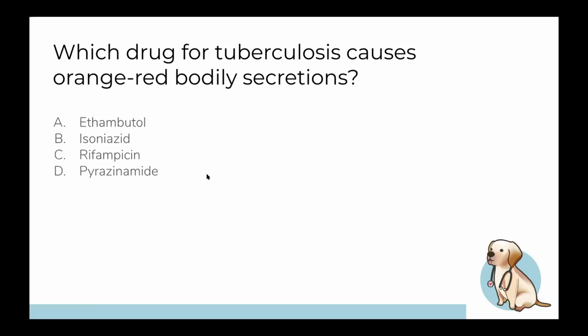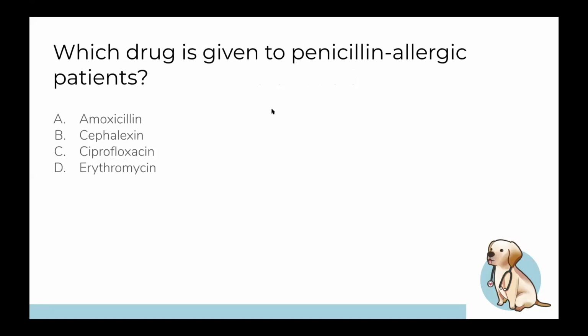So, okay, hopefully I haven't been going too fast, but let's do this question. Which drug for tuberculosis causes orange-red bodily secretions? Nice. It is C, rifampicin, because you're pissing all that orange pee. Fun, fun. So which drug is given to penicillin allergic patients?